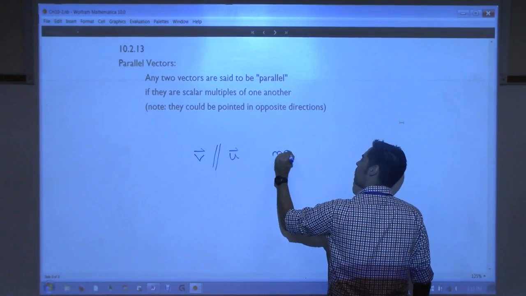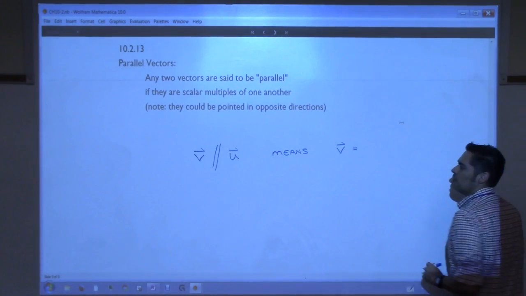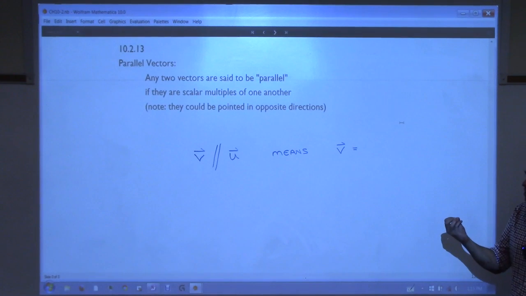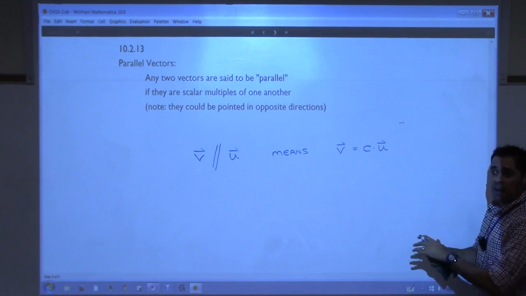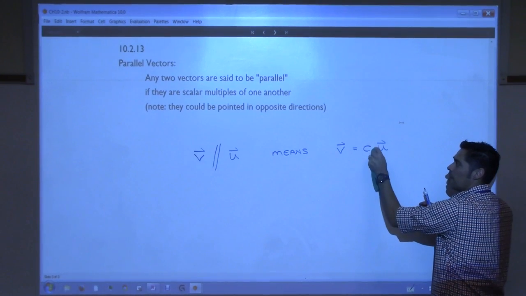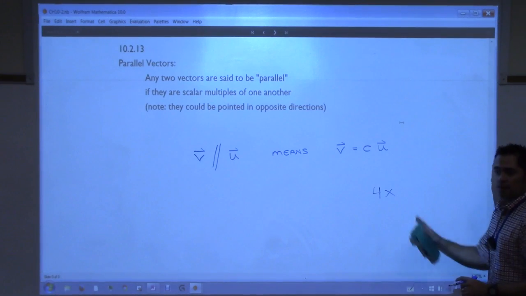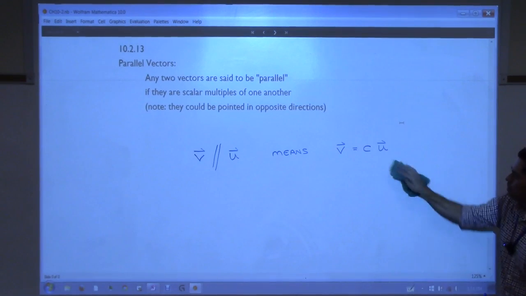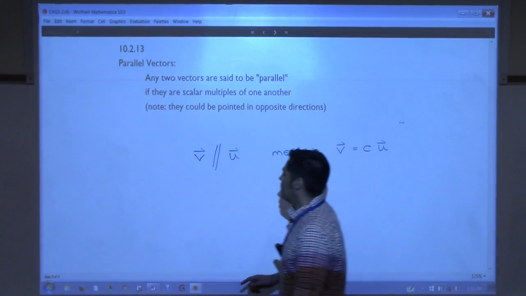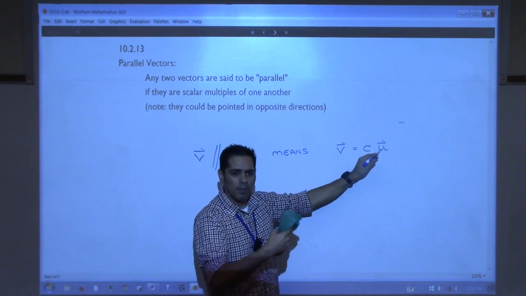Means that V equals what? How is it connected to U? It has to be a scalar multiple. So CU. Now I'm going to stop putting this dot, okay? And the way that you know that's multiplication is the same way that you used to know that 4x is multiplication, right? 4 times x? Yes? So that's what this definition means. For two vectors to be parallel, it means that V is some scalar multiple of U.